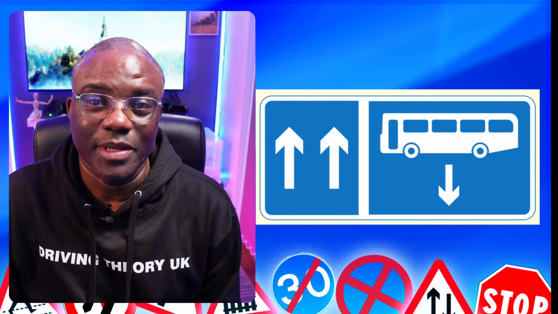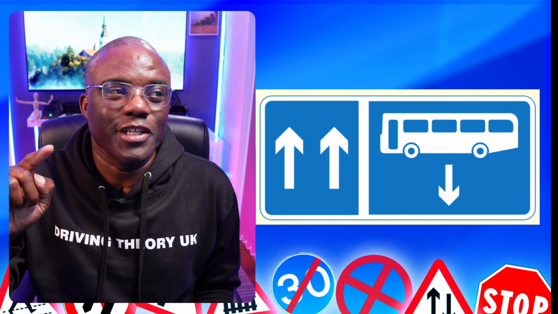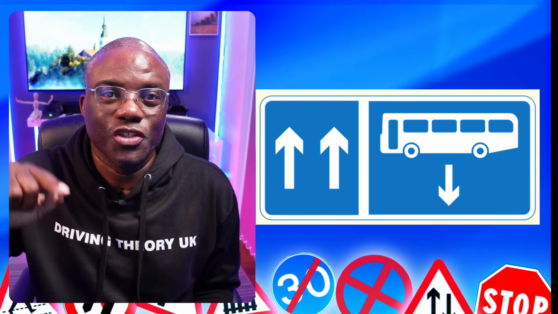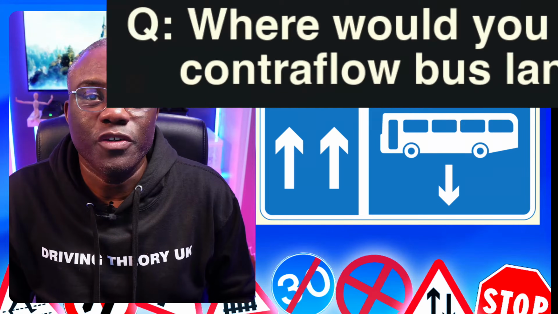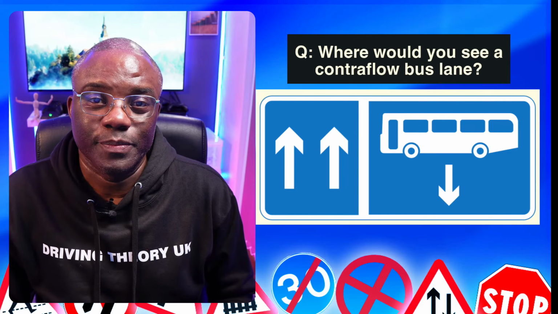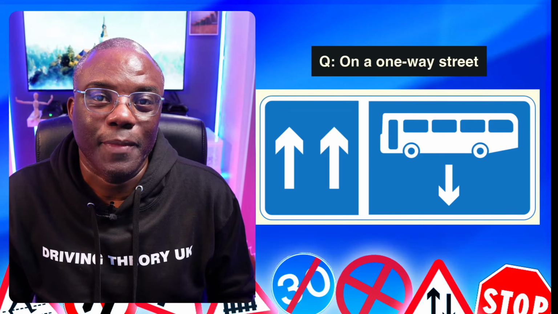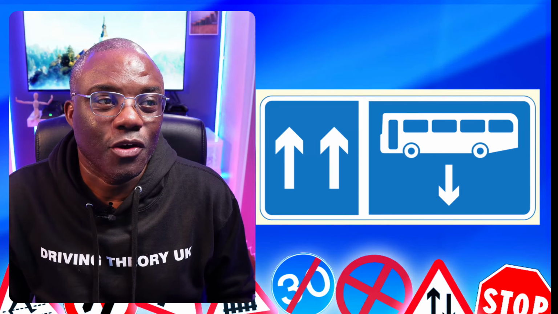In this image, so with images, remember you were going from bottom to top. So you're on the left-hand side of this image with the two arrows. You're going from bottom to top. You're on a one-way street going up. The bus is going against the flow of traffic. So the questions are normally, where would you find a contraflow system? On a one-way street is the answer. So contra means going against.